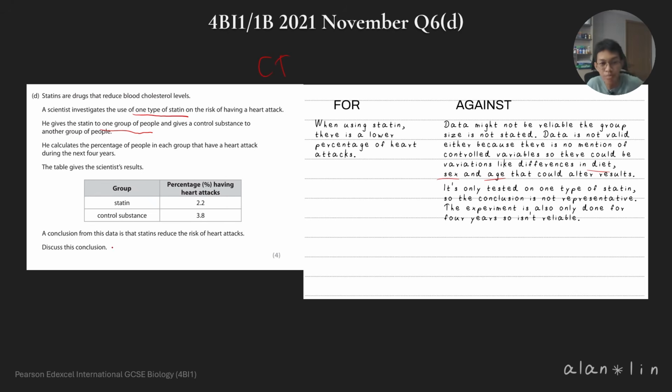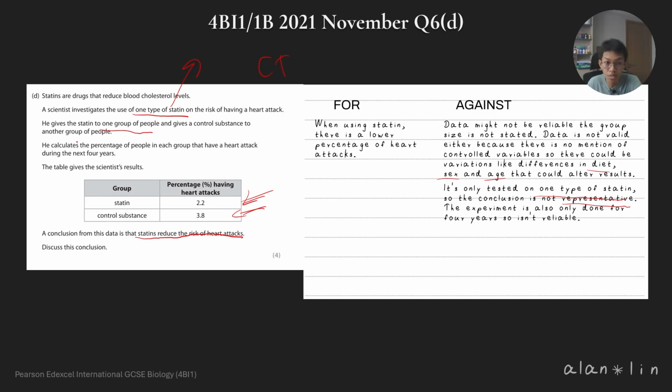And if we develop the mindset, we will see that they only tested one type of statin, but they are making the conclusion that statins reduce the risk of heart attacks. So basically it's an inflated conclusion because they tested only one type, but they are saying that generally statins reduce the risk of heart attacks, which is not correct, because if we change the experiment and do it with another type of statin, the results might not be the same. We just don't have the data to make a conclusion for other types of statins. So the conclusion isn't really representative because they did it only on a single type of statin.